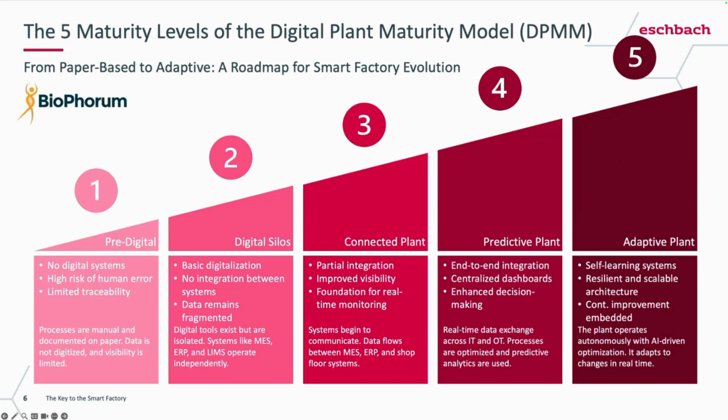And then ultimately, at the end of the day, what we are talking about today, the adaptive plant. So we have resilient systems, an architecture that is self-learning, and the ultimate goal is that the plant operates more or less autonomously. Autonomously does not necessarily mean without any operators, but that we have access to all the information that we need in order to manage a manufacturing process end to end. This is what the adaptive plant is all about.